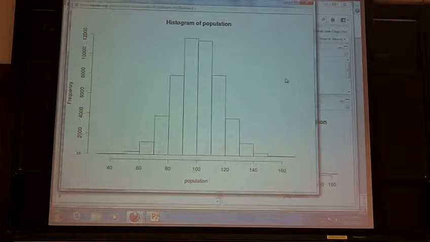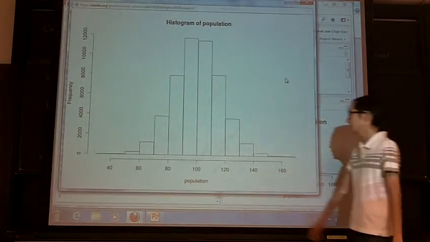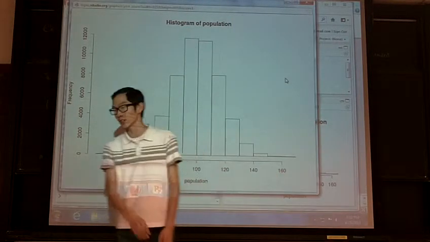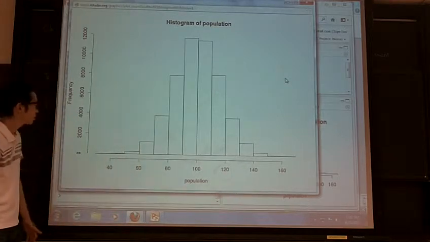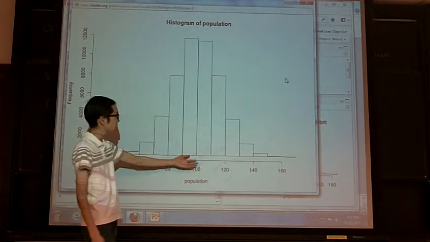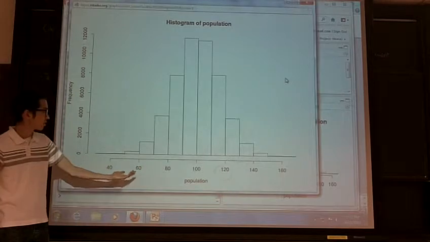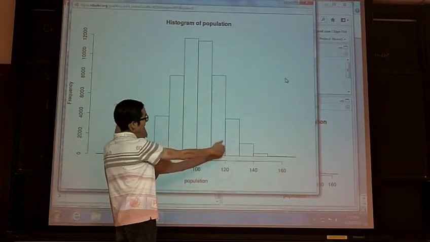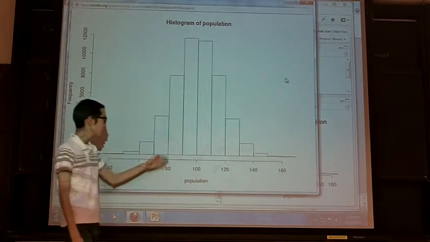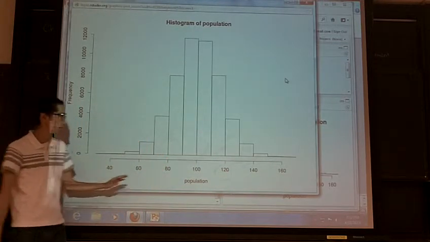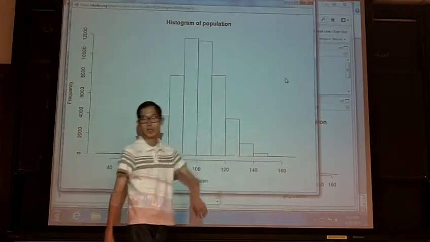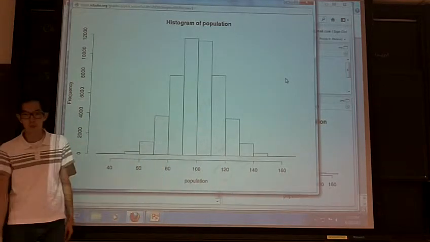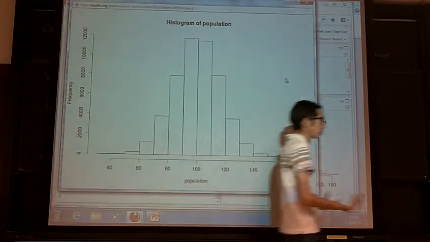This is the histogram of everybody. Okay, this is 50,000 people. We can see that the mean is 100, standard deviation 16, and most people are between IQs of 80 and 120. But we have some people who have lower IQs and some people who have higher IQs and things like that. All right, so what are we going to do now?